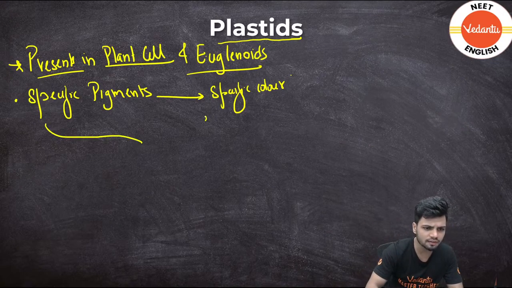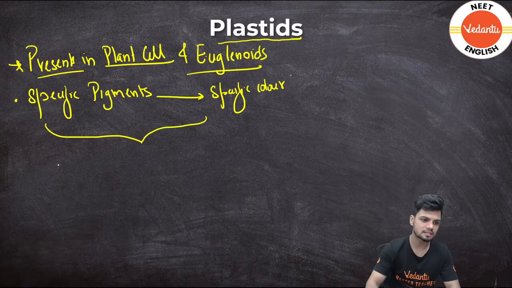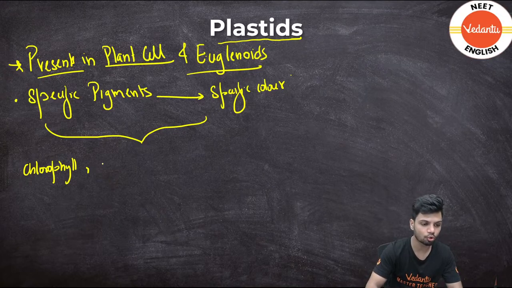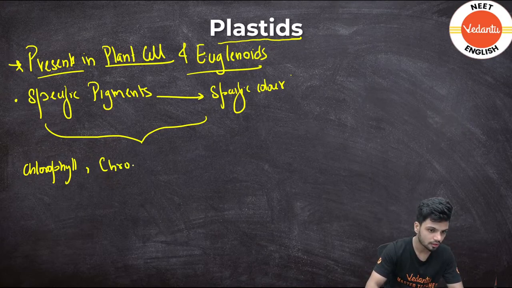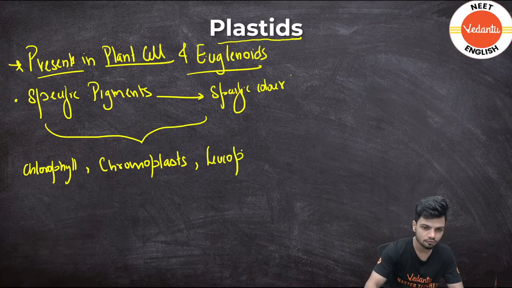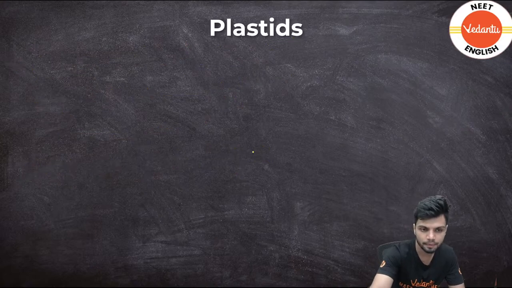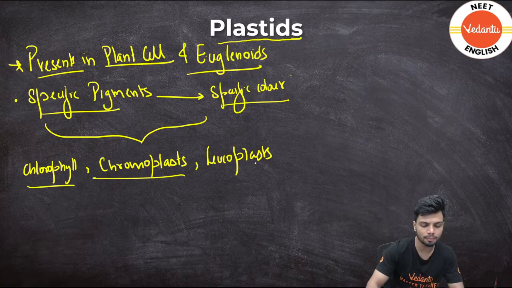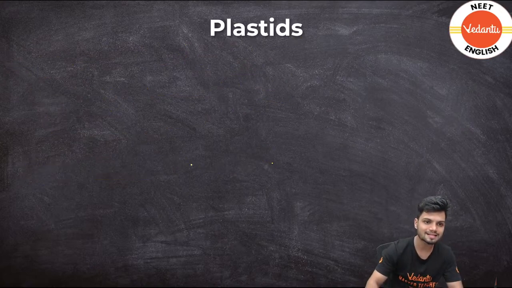Now, there are three different types of pigments. The first pigment is chlorophyll, which all of you know, all of you love, all of the plants love. Entire life on earth is dependent on chlorophyll. Then we have carotenoids, part of chromoplast, which provide color. Then we also have leucoplast. So specific pigments produce a specific color: chlorophyll, chromoplast, as well as leucoplast.